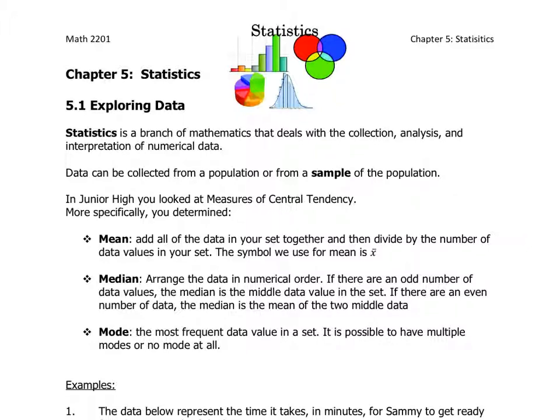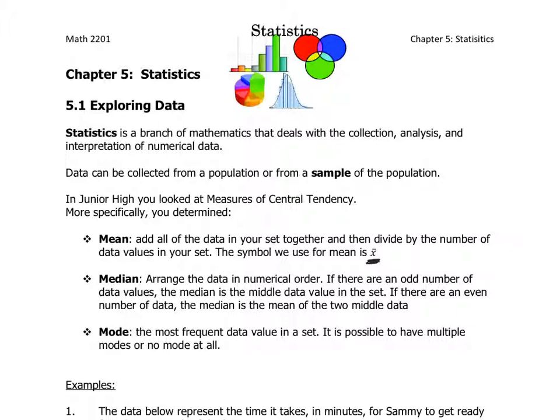So in junior high, I looked at measures of central tendency, which were mean, median, and mode. Mean is what most people refer to as the average: you add up all the data in a set and then divide by the number of data values in the set. The symbol you can see a lot of times is X with a line over it. That means mean, usually the mean of a sample.